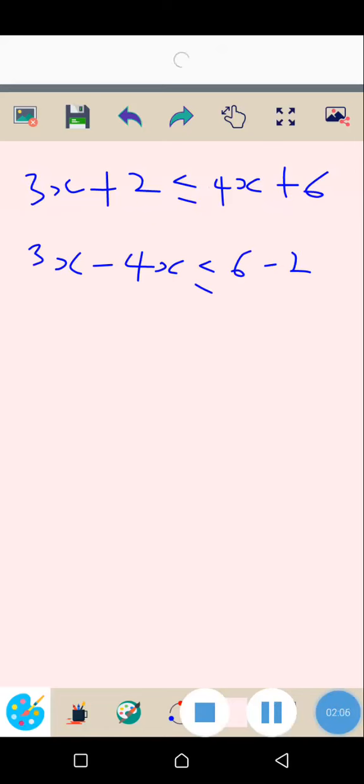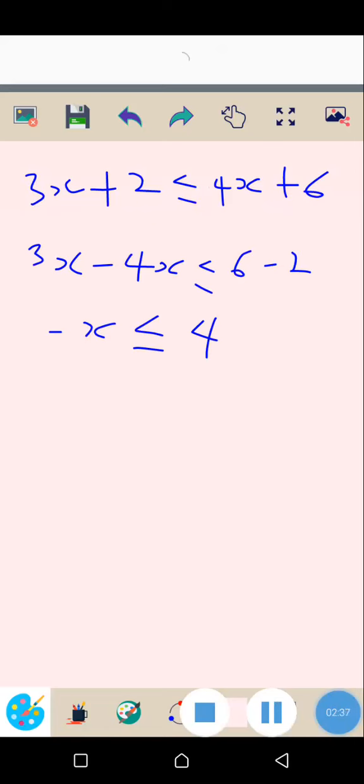The next thing we need to do is to solve further. 3x minus 4x will give a minus x. So we then have minus x less than or equal to 6 minus 2, which will give us 4. So the final answer. Now what we need to note here is that we have a negative x less than or equal to plus 4.